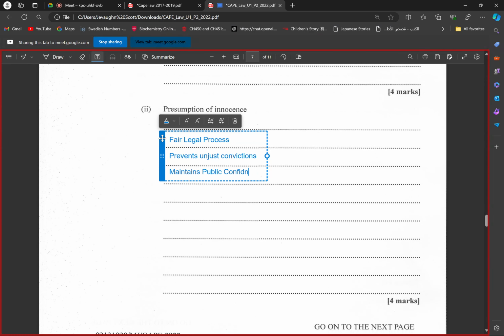Excuse me. Go ahead. Could Dicey's rule of law come here? I mean, it's a part of it. But you're supposed to talk about the importance of the presumption of innocence specifically. So you could speak about Dicey, but it's 4 marks. So you could talk about Dicey and then make sure that you explain the innocence properly.